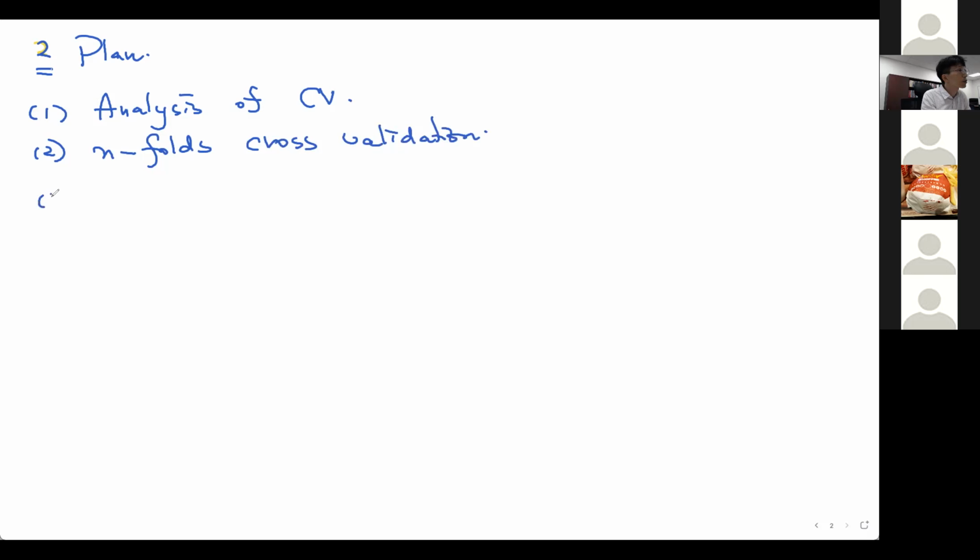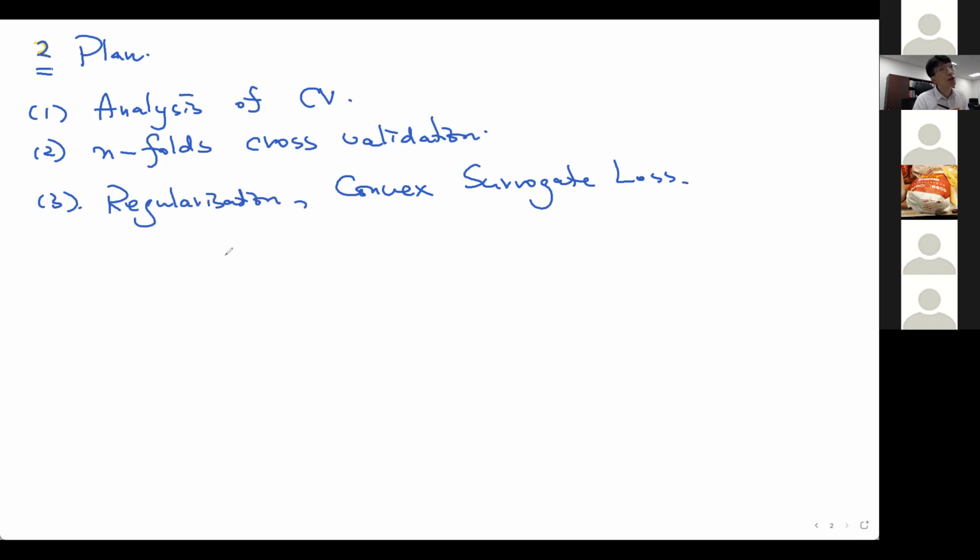Then if time permits, we're going to talk a little bit about regularization and also the convex surrogate loss. These two also address some of the issues. These two are the ideas that will allow us to move these idealized algorithms into something more realistic. Also, these two address some issues that appear in structural risk minimization.